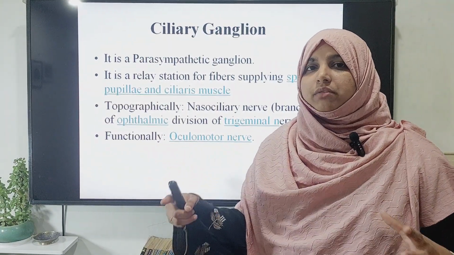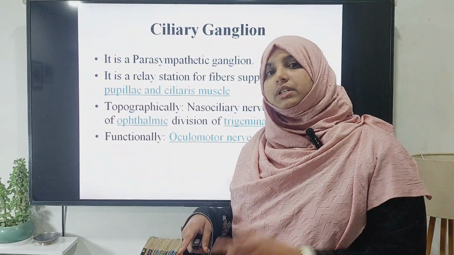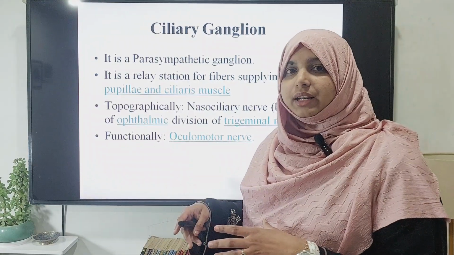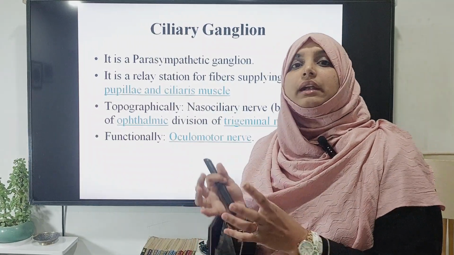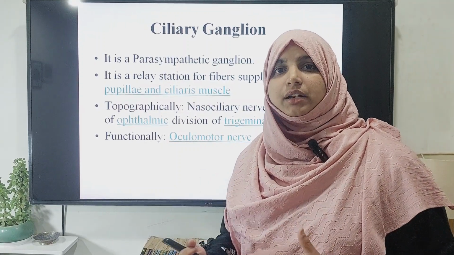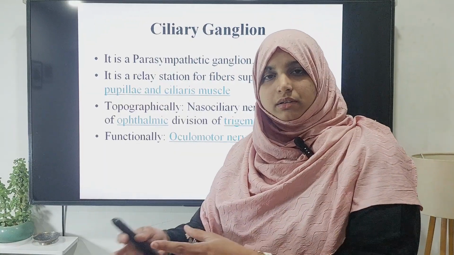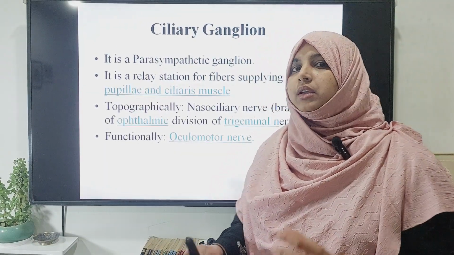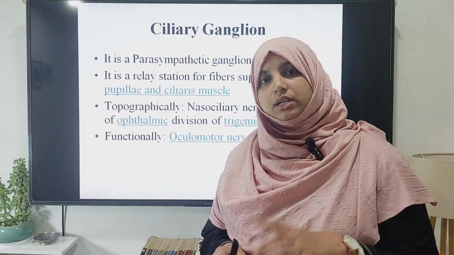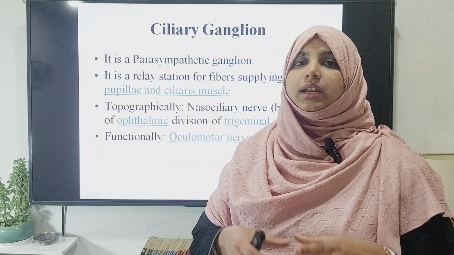Whenever we study ganglion, we come across these terms. It is topographically related to someone and functionally related to someone. What do you mean by that? Topographically means it's just located with someone. Geographically it's connected to someone, but that nerve is not actually taking part through this ganglion. So that's topographical relation. Next, functionally means that nerve is actually going to relay in this ganglion.